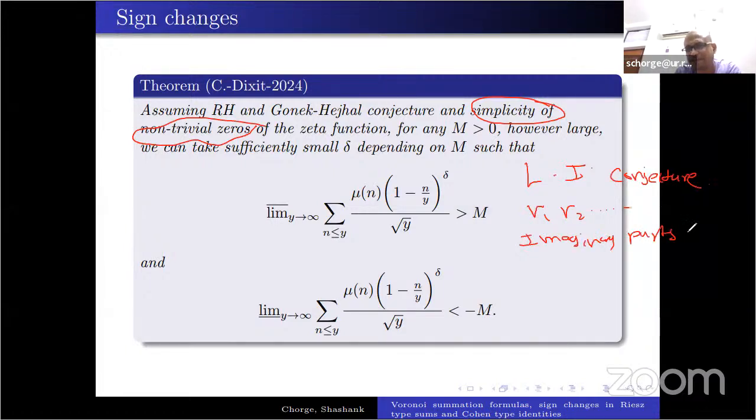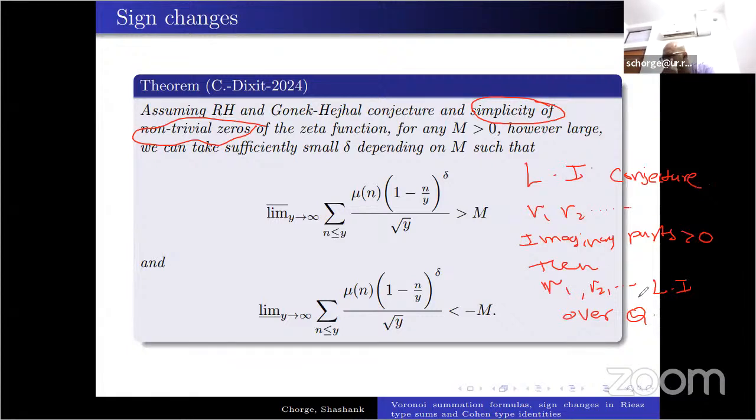Positive imaginary parts, of course, imaginary parts greater than 0. Positive imaginary parts of non-trivial zeta zeros are linearly independent over rational numbers. Okay, that is the linear independence conjecture.